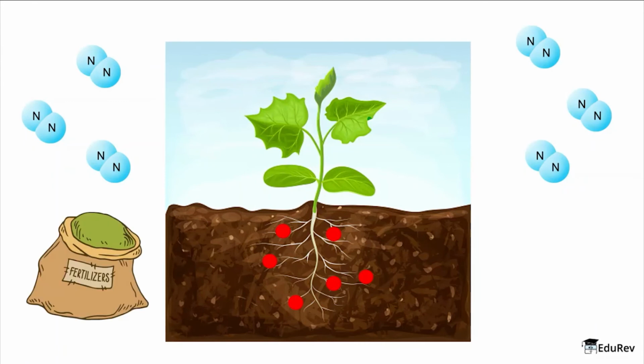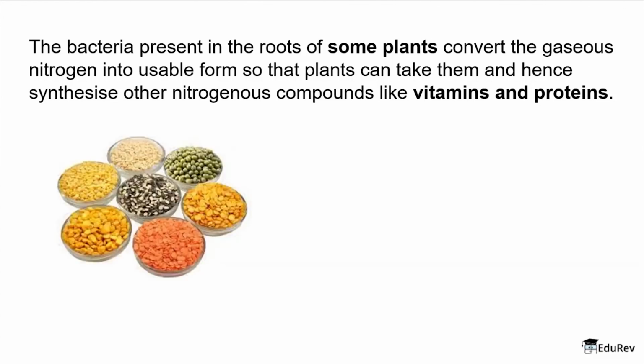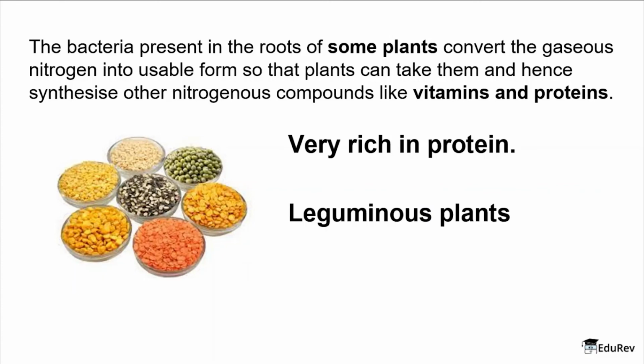Only some plants have this kind of bacteria. Therefore, farmers add some kind of fertilizers in the soil for plants which do not have this bacteria. The bacteria present in the roots of only some plants can convert the gaseous nitrogen into usable form so that plants can take it and synthesize nitrogenous compounds like vitamins and proteins, which are also very important for our health. These are the various pulses, which I hope everybody knows are very rich in protein. These plants are called leguminous plants, and they belong to the category of those plants which do have that bacteria which convert the nitrogen into usable form so that plants can make vitamins and proteins.